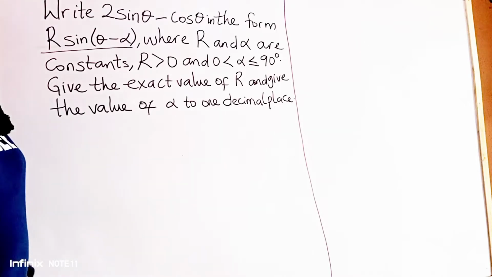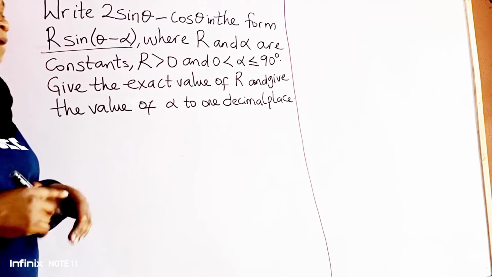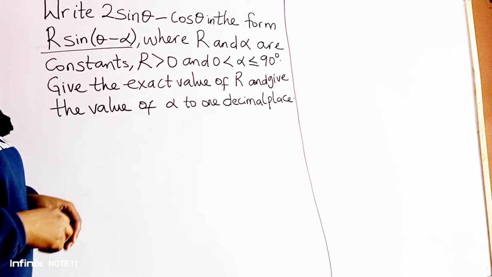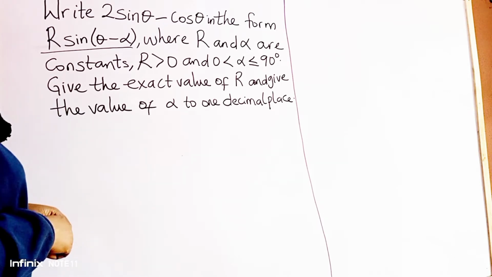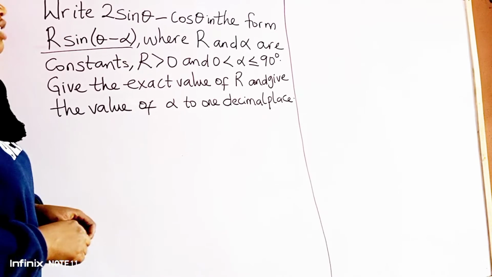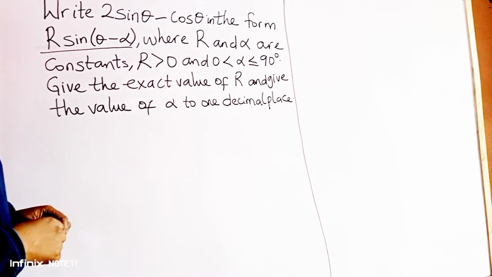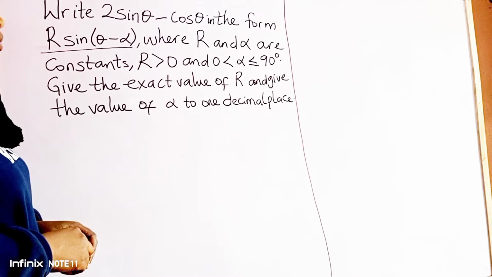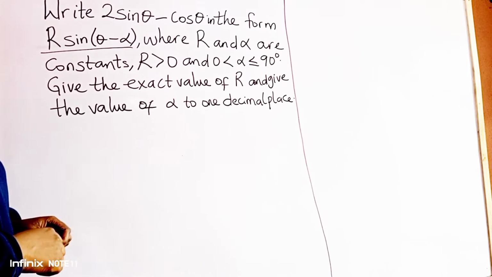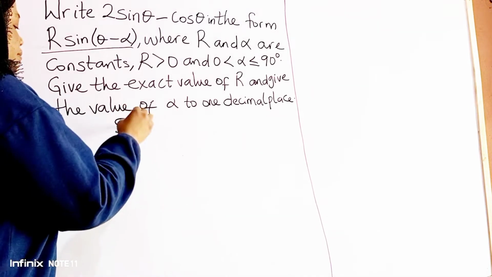Write 2 sin θ − cos θ in the form r sin(θ − α), where r and α are constants. r is greater than 0 and 0 < α ≤ 90 degrees. Give the exact value of r and give the value of α to one decimal place. Solution.